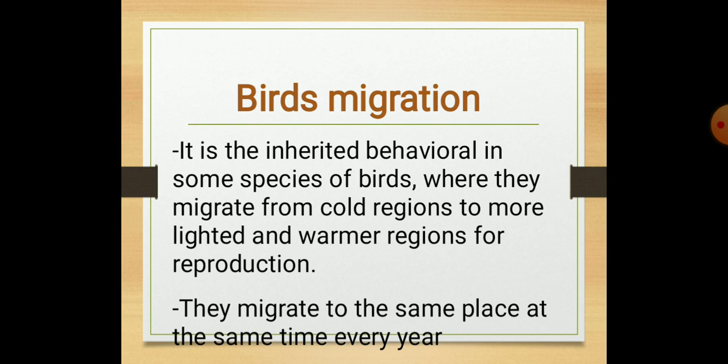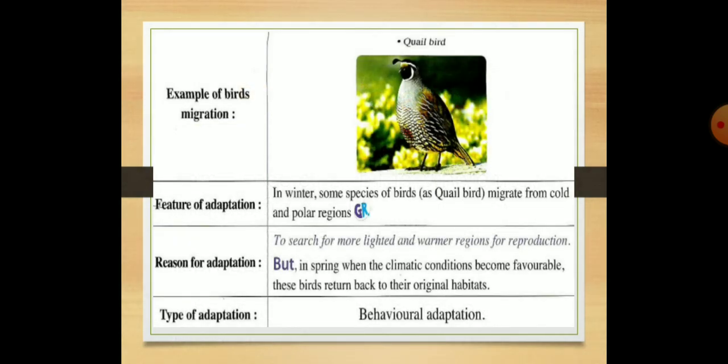Perfect. And now it's time for bird migration. It is inherited behavior in some species of birds, where they migrate from cold and polar regions to more lighted and warmer regions for reproduction. Some species of birds are adapted to environmental conditions by migration, so they migrate to some places at the same time every year. And the following table shows the migration in some birds as a form of adaptation.